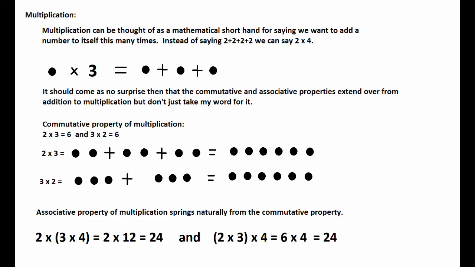2 times 3 equals 6, and 3 times 2 also equals 6. And also 2 times the product of 3 and 4 is equal to 2 times 12, which is 24, and the product of 2 and 3 is 6, and when we multiply the 6 by the 4 we also get 24.